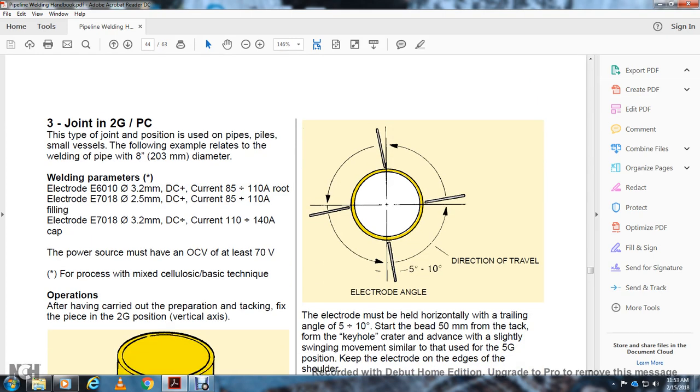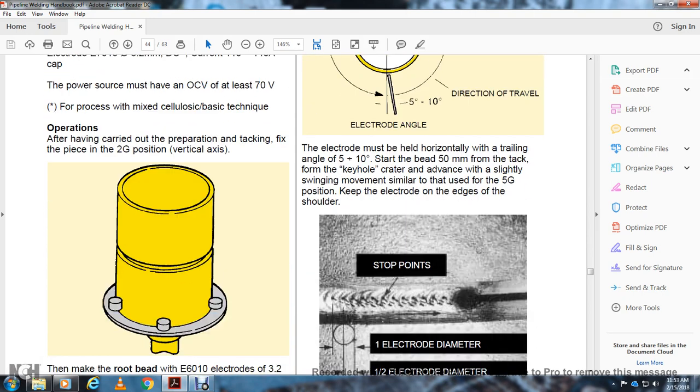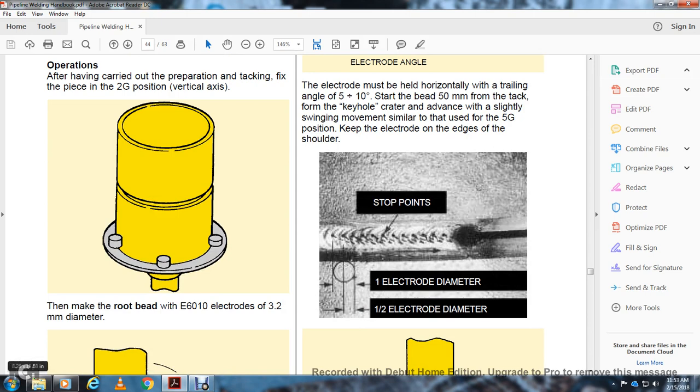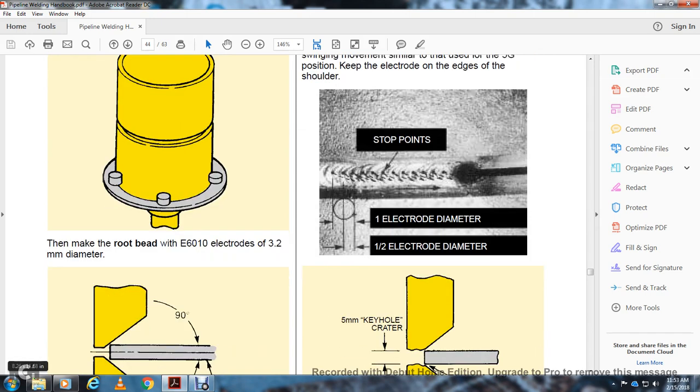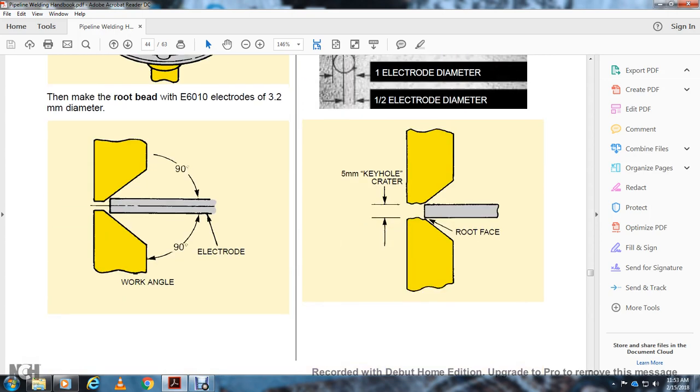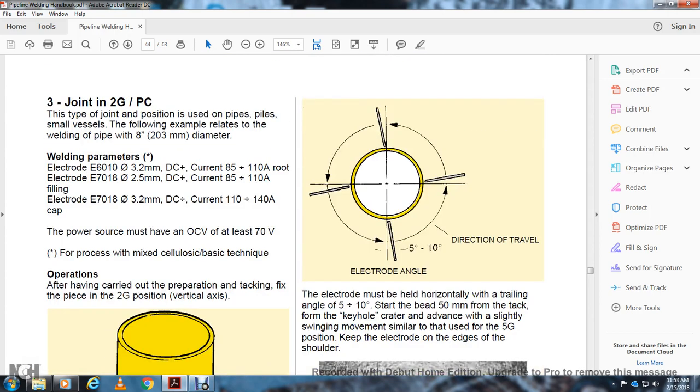For the process of the mix with the cellulosic, operation have carried out the preparation, tacking and fixing of the piece in the 2G position, vertical position. Then make the root bead with the E6010 electrode, 3.2 diameter, with a 90-degree working angle. The direction of travel is 5 to 10 degrees, but the electrode should be horizontal with a trailing angle of 5 to 10 degrees, starting with a bead of 50 millimeter with the tack keyhole, advancing with a slight swing movement, similar to the 5G position.